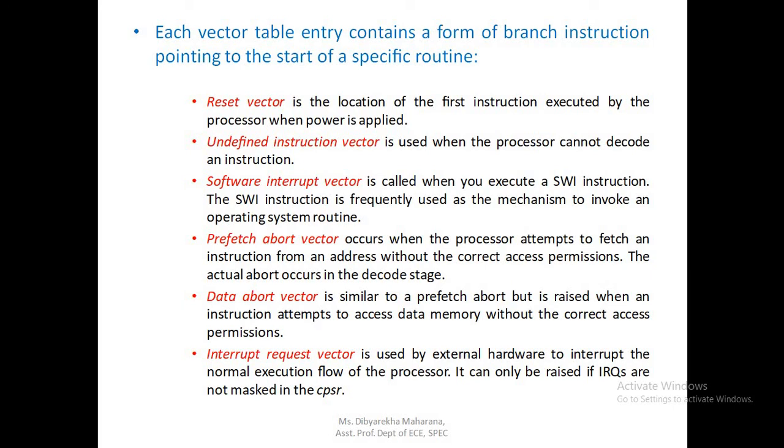Prefetch abort vector occurs when the processor attempts to fetch an instruction from an address without the correct access permissions. The actual abort occurs in the decode stage. Data abort vector is similar to a prefetch abort but is raised when an instruction attempts to access data memory without the correct access permissions. Interrupt request vector is used by external hardware to interrupt the normal execution flow of the processor. It can only be raised if interrupt requests are not masked in the current program status register.